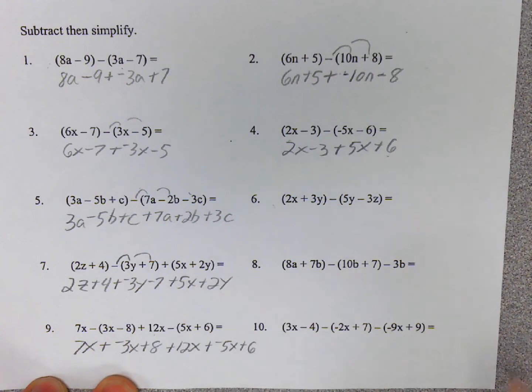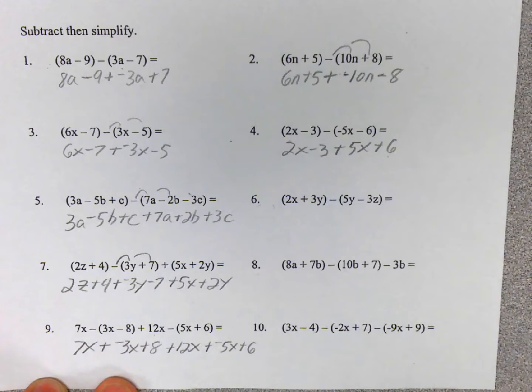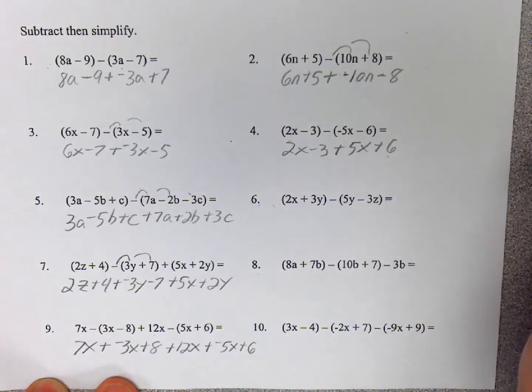Okay? So I'm going to let you set up 6, 8, and 10. And then if you need help, you can call Mr. K or me over and we'll help you out. Now after you set them up like this, it's just like the last section. You got to combine your like terms.